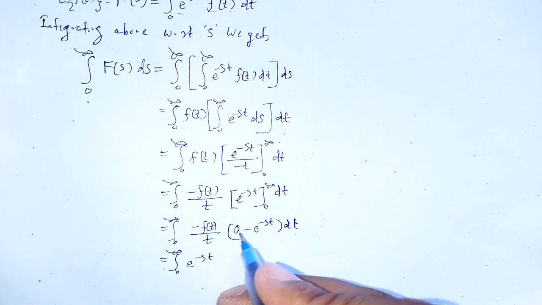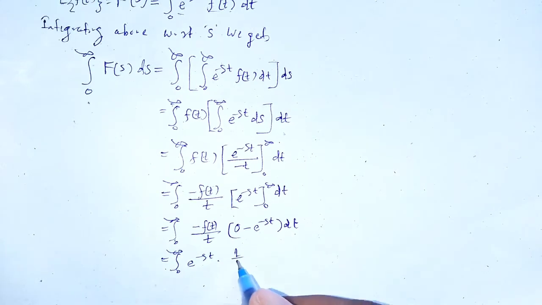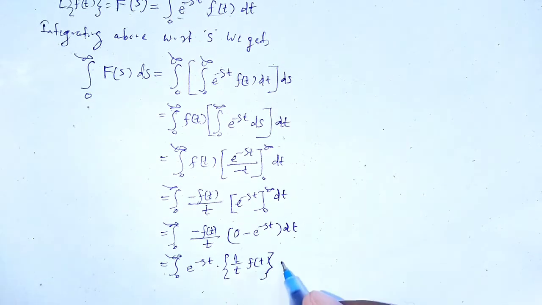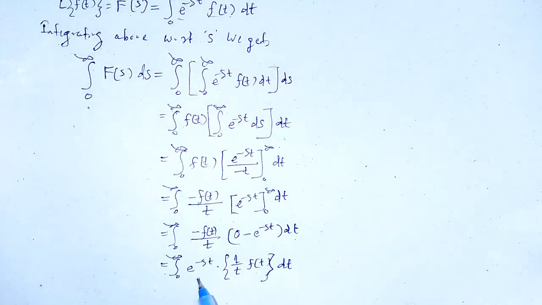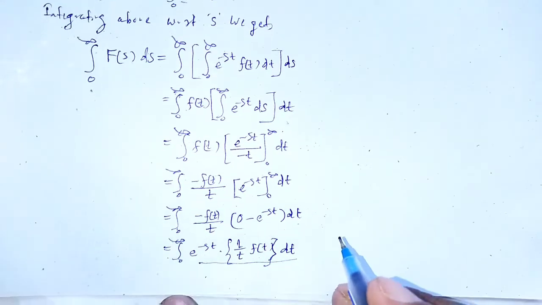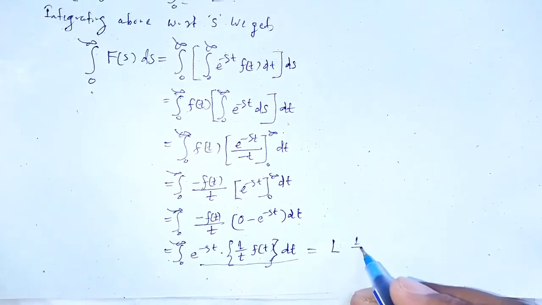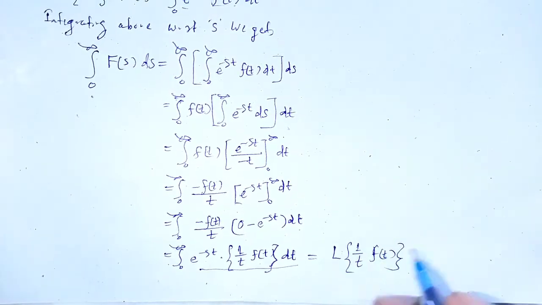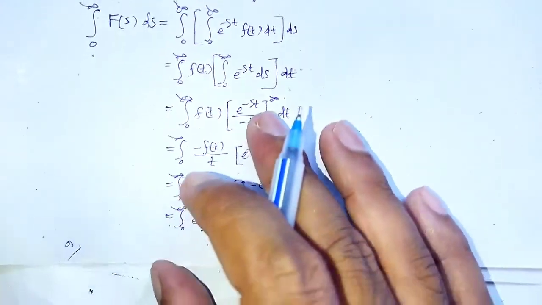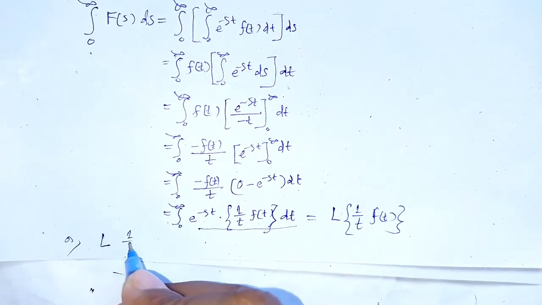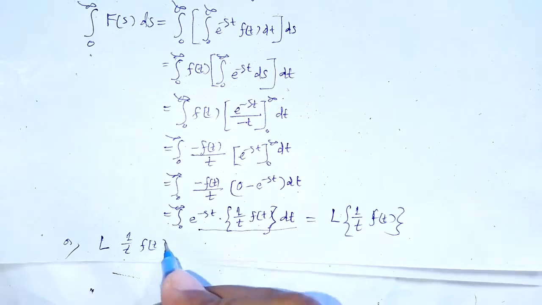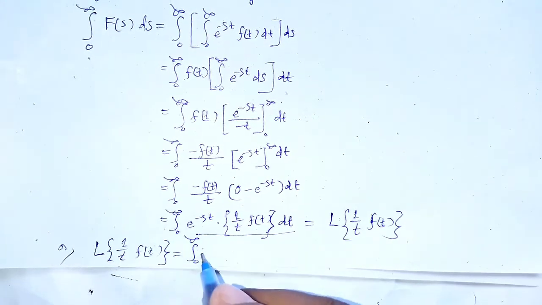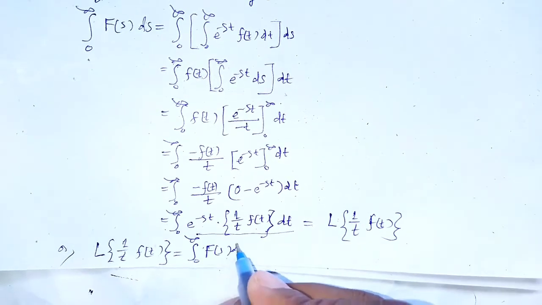then integration from 0 to infinity e to the power minus st, the function f of t with respect to dt. According to the definition of Laplace transform, that one is the Laplace transform of 1 by t, the given function f of t. Therefore, we have Laplace transform of 1 by t of given function f of t is equal to integration from 0 to infinity f of s ds.